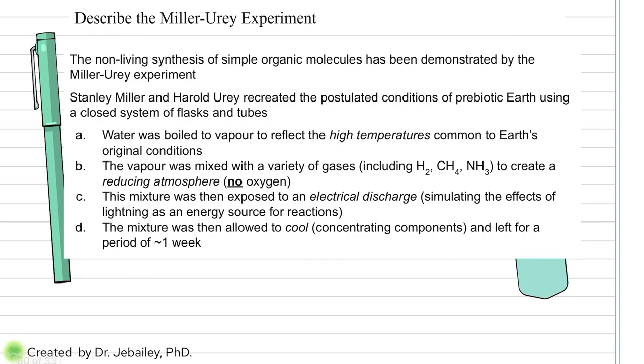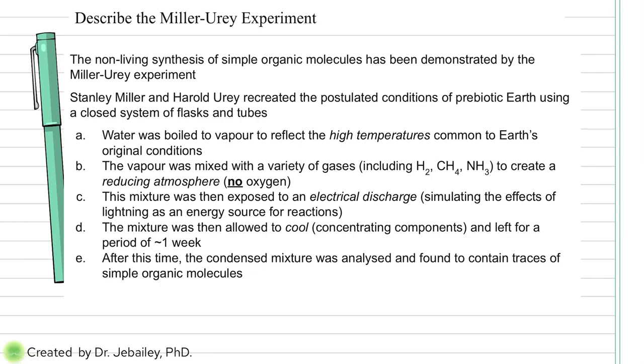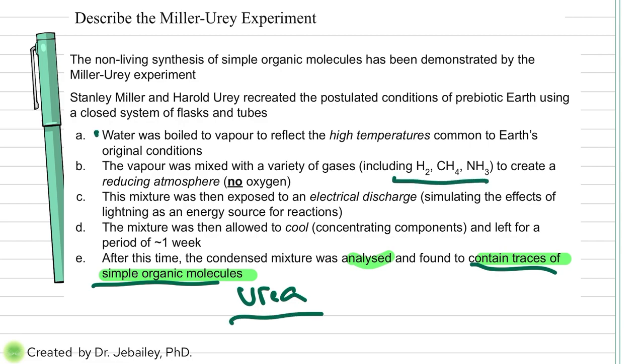Guess what that mixture came out to be? After it's been hit by the lightning, cooled off and left there for maybe a week, look what it came out to be. It just turned out to be traces of simple organic molecules. In this case, it was actually urea. So here it's written, after time, the condensed mixture was analyzed and found to contain traces. What it's basically saying is that it produced urea, which is an organic molecule. So urea was produced by using water vapor and these gases together. And that's what the Miller-Urey experiment is.